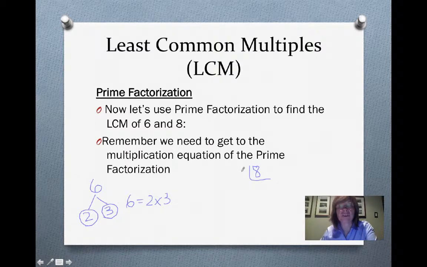I'll go ahead and use the ladder method for finding the prime factors of 8. So we have to start with a prime on the outside, so we'll start with 2. 2 times 4 is 8. 4 isn't a prime factor, so we'll put another rung there, and we know that 2 times 2 is 4. So our prime factorization equation for 8 becomes 2 times 2 times 2.